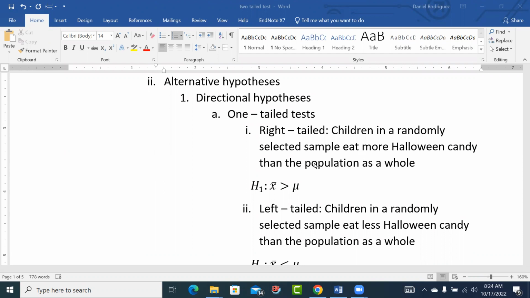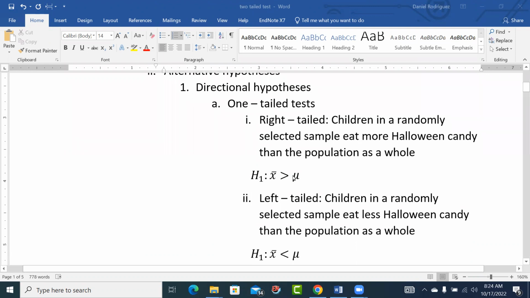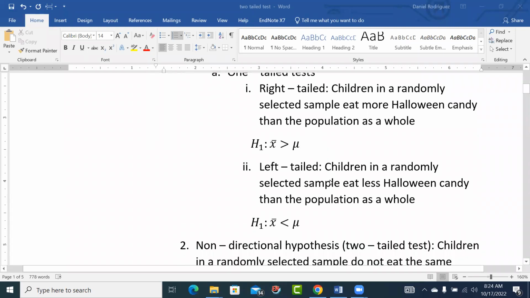So here is our alternative hypothesis. I'll write this as H sub 1: our sample mean is greater than our population mean. The population mean is written as mu for population, and samples use Latin letters with a bar. Greek letters are generally used for population values.